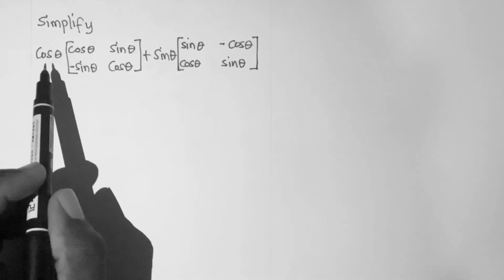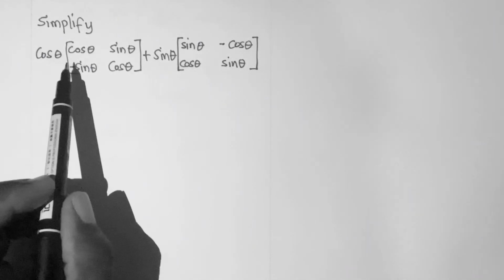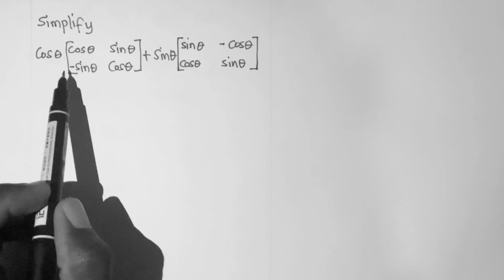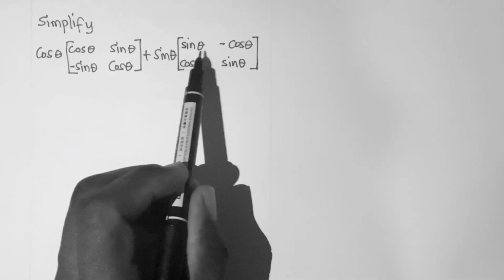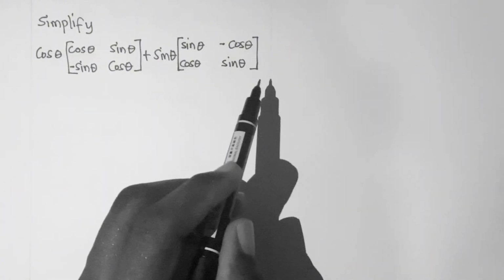So simplify cos theta, in brackets, cos theta, sin theta, minus sin theta, cos theta, plus sin theta, in brackets, sin theta, minus cos theta, sin theta.